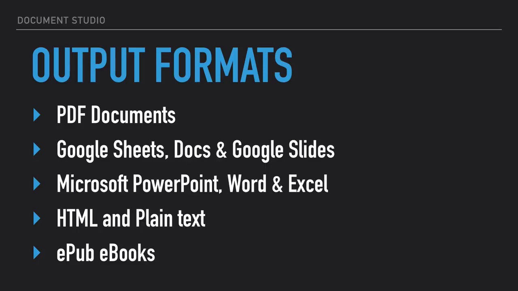Document Studio can generate documents in a variety of formats. It obviously supports the most popular PDF format, but you can also generate documents in Microsoft Office and OpenOffice formats. And if you plan to later edit the merged documents, you can choose to generate the documents in native Google formats like Google Spreadsheet, Google Docs, or Google Slides.